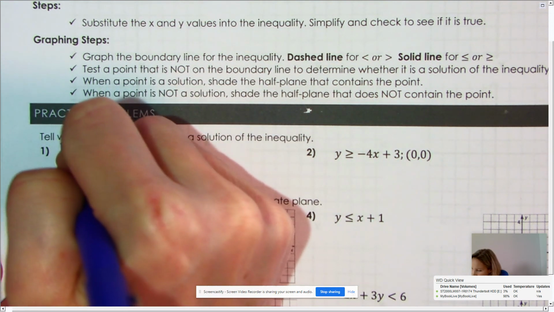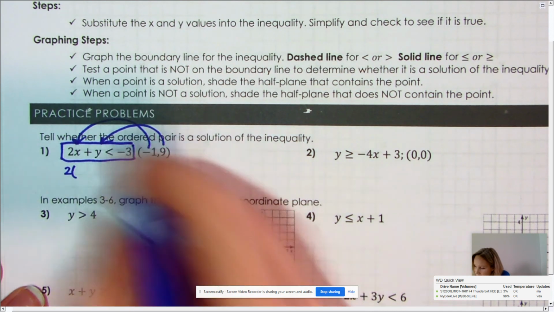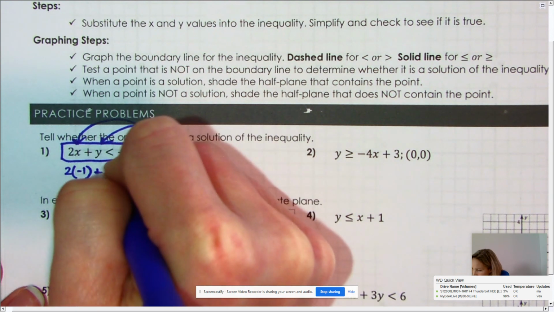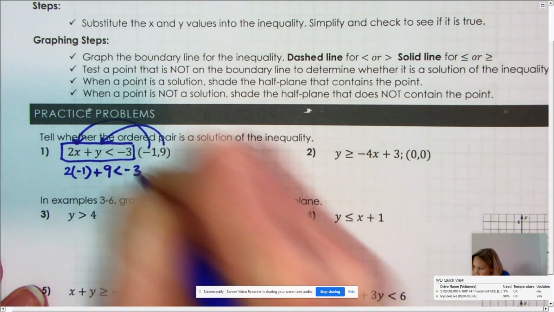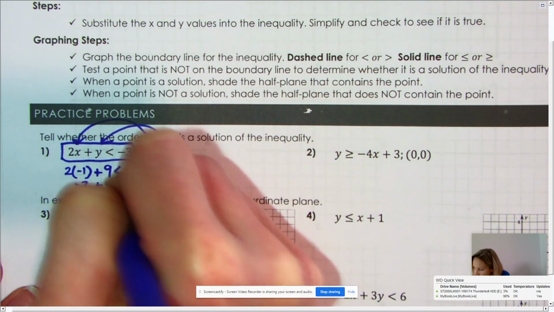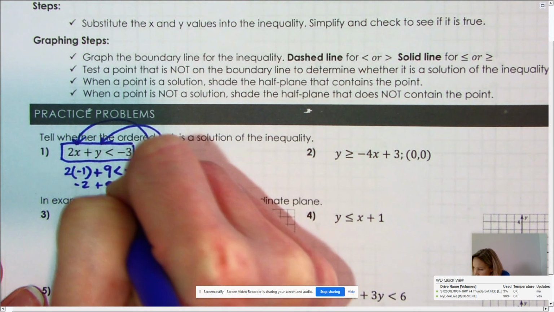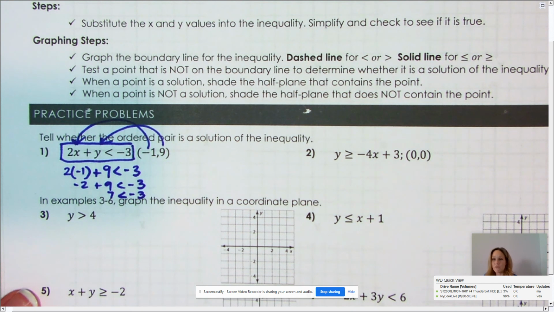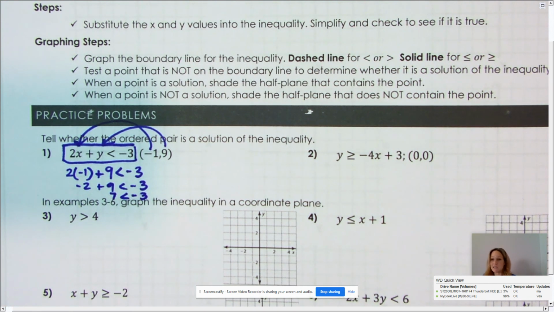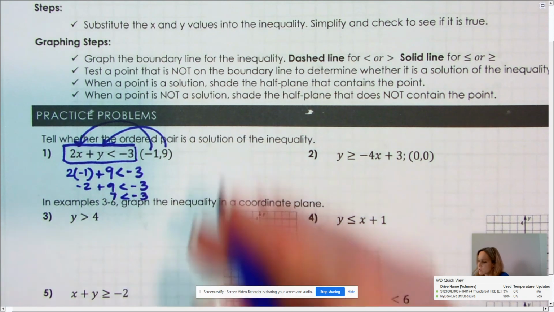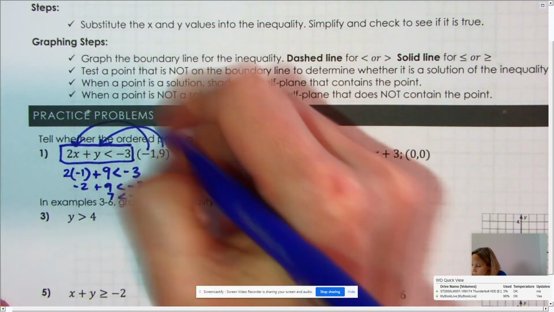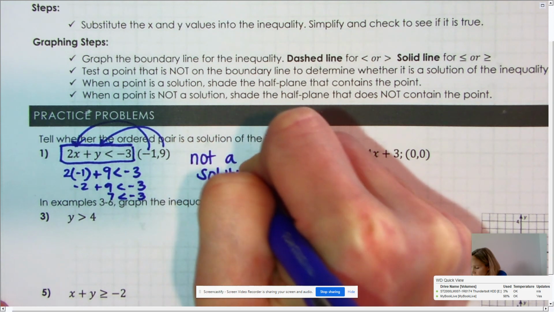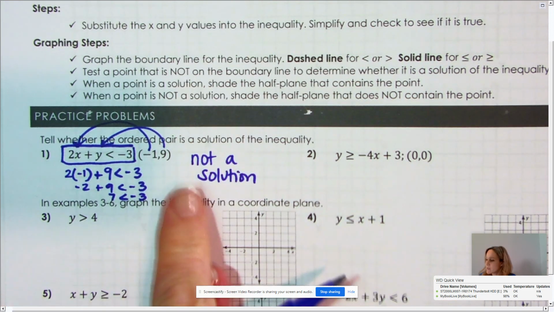So I'm going to go 2, and then remember when they're touching, that means times. So 2 times -1 plus the y is 9 is less than -3. So I've got -2 plus 9 is smaller than -3. So 7 is smaller than -3. Is that true? No, if I was an alligator, I'd be eating those 7 cookies, not the -3 cookies. Okay, so this is not a solution. Or you could just put no. No, this is not a solution.